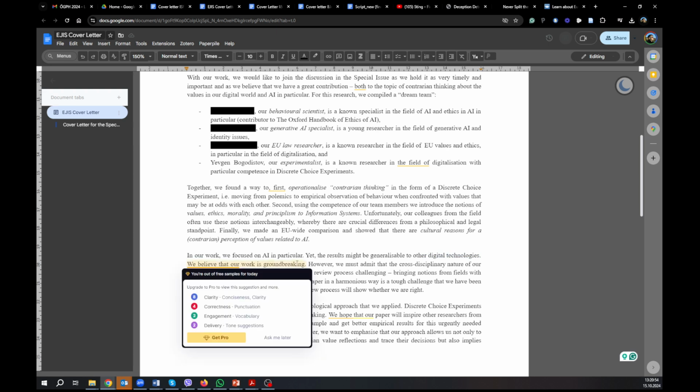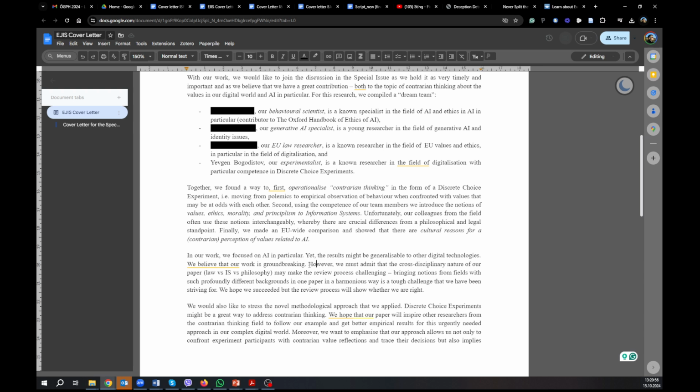We believe that our work is groundbreaking. By the way, I do believe it is. However, we must admit that the cross-disciplinary nature of our paper, law versus information systems versus philosophy, may make the review process challenging. Bringing notions from fields with such profoundly different backgrounds in one paper in a harmonious way is a tough challenge that we have been striving for. We hope we succeeded, but the review process will show whether we are right.